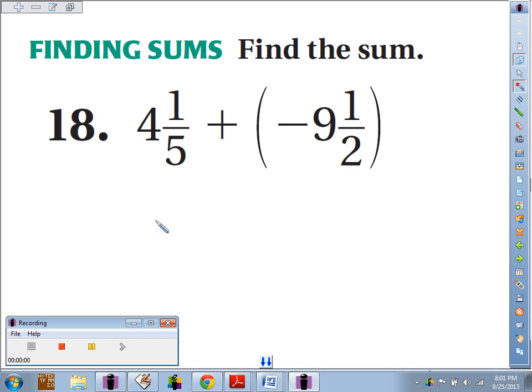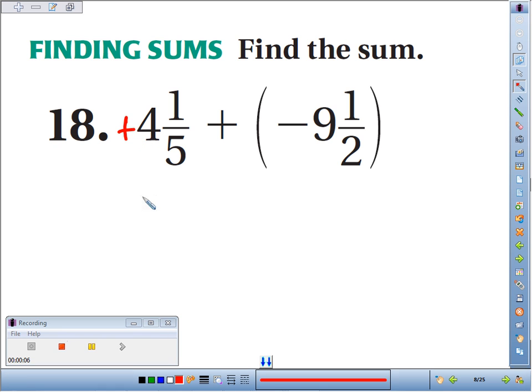Number 18, find the sum. We'll use our addition rules. We have a positive number, 4 1/5, with an implied plus sign out there, plus a negative, so we have different symbols. We talked in class about how we want to think of our rule as big minus small. So take the bigger absolute value minus the smaller absolute value. The bigger number's symbol wins.